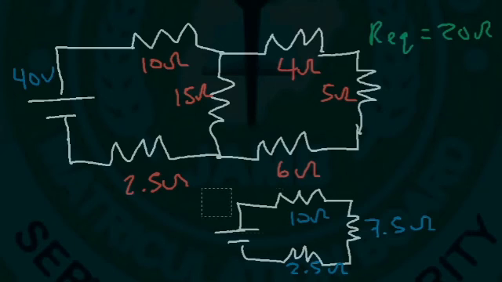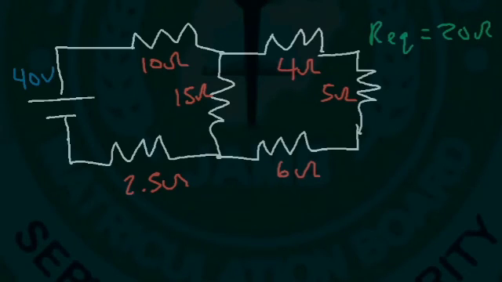And the voltage across the battery is 40. So V equals IR. 40 divided by 20 is 2. So 2 amps of current leaves the battery. That means 2 amps of current flows through the 10 ohm resistor. So what is the voltage across the 10 ohm resistor?